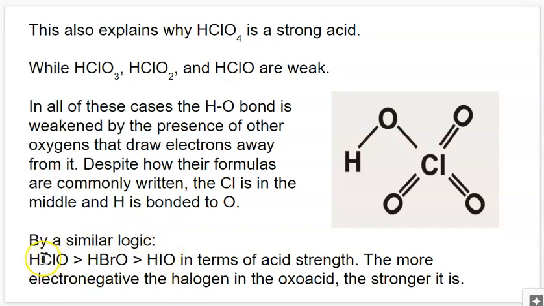So in this case, even though this is way weaker than these other ones, it's still going to be stronger than similar molecules that have less electronegative halogens. So the electrons are going to be shared a little bit more in the molecule. Therefore, we can say that the more electronegative the halogen in the oxo acid is, the stronger the acid is going to be overall.